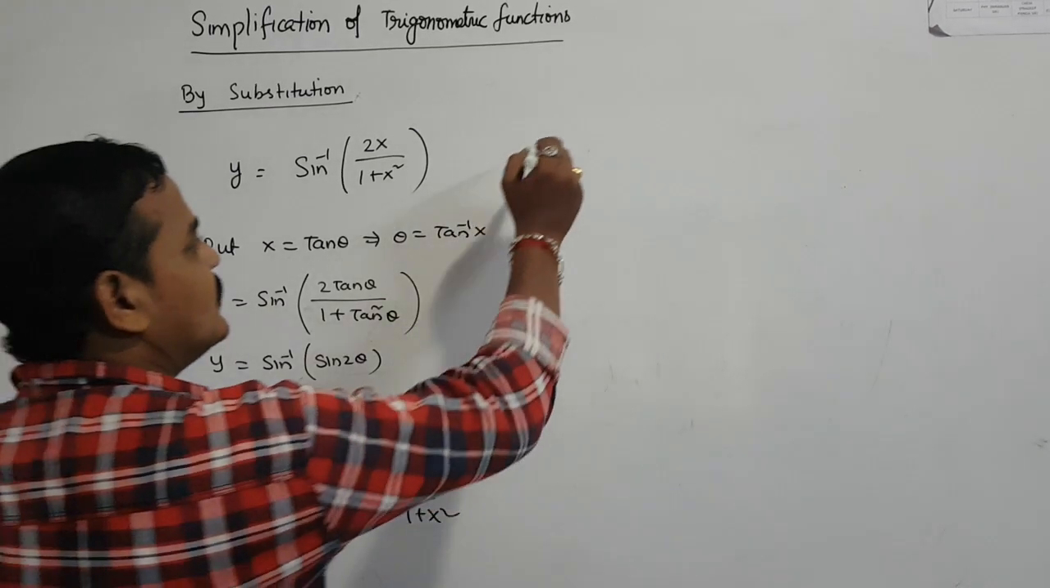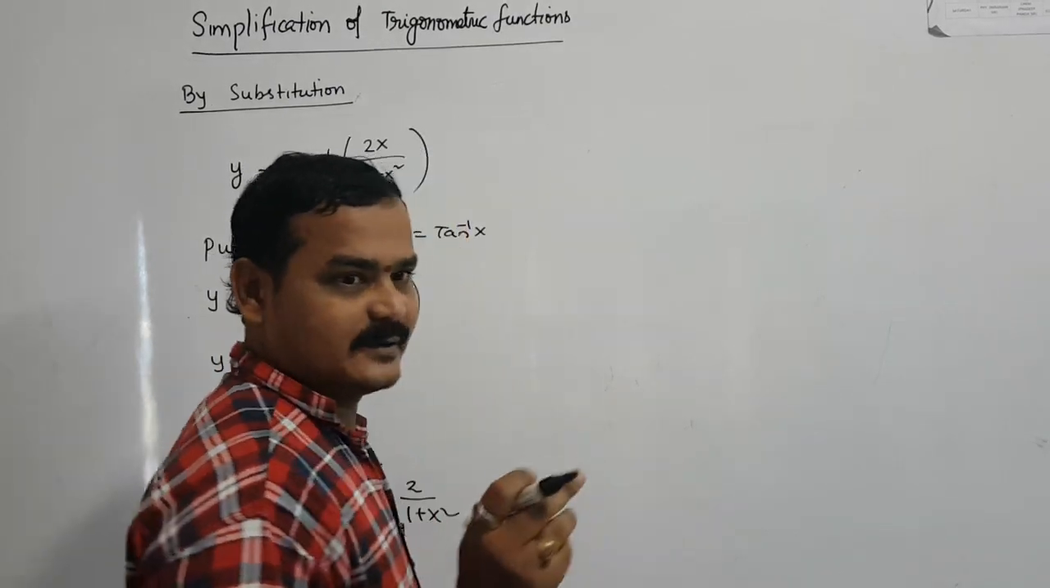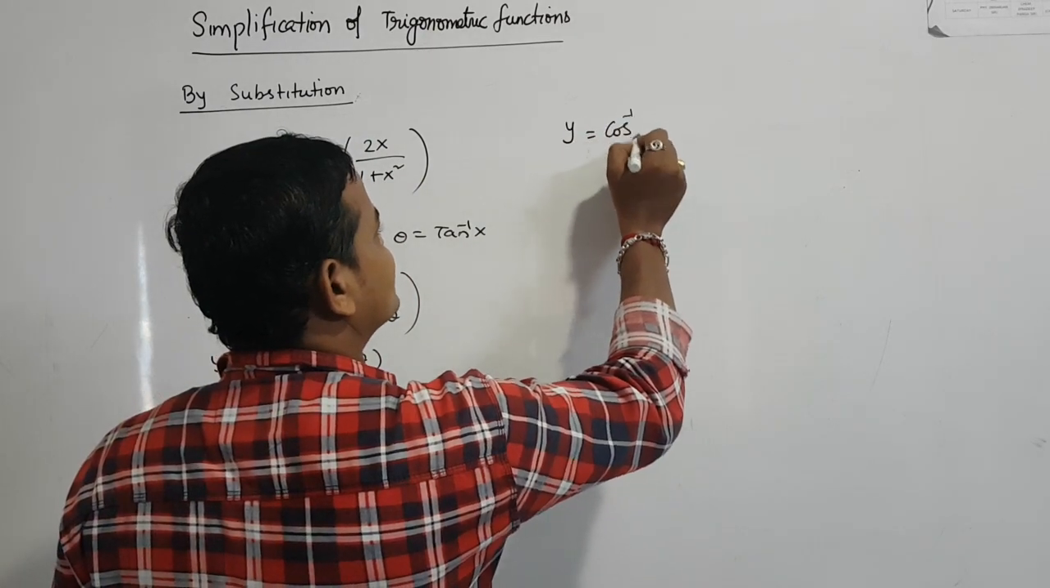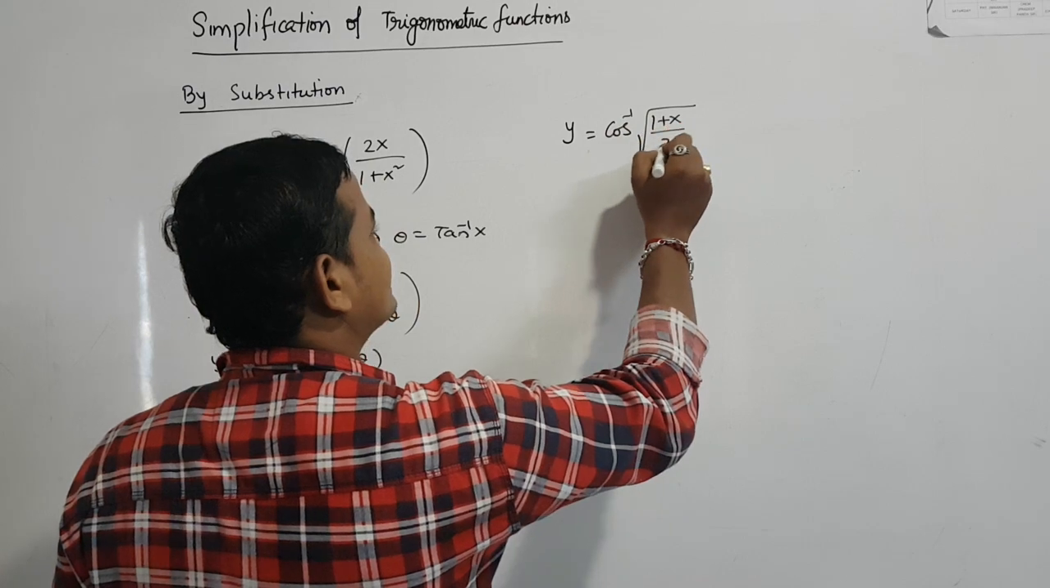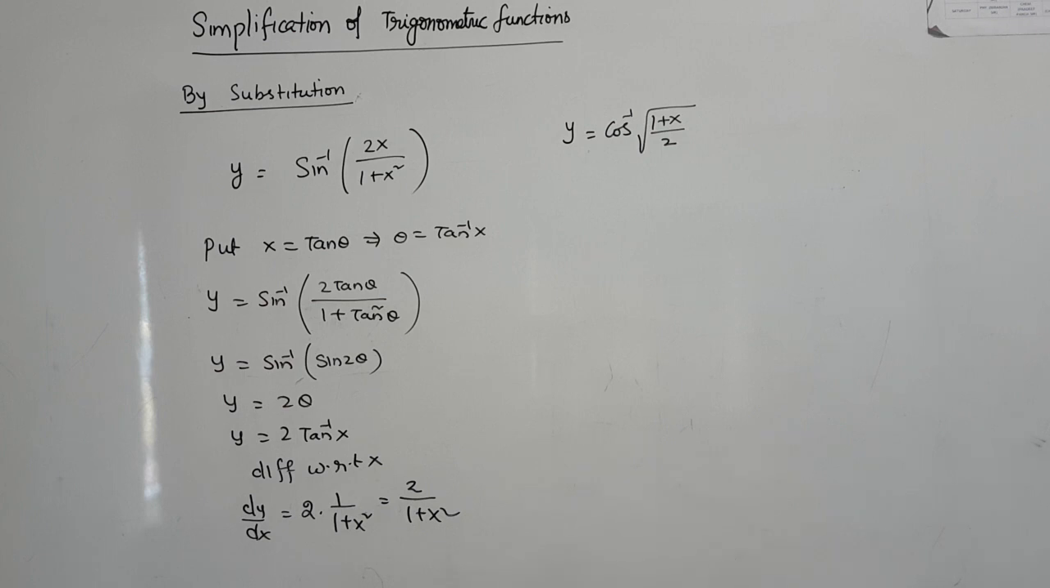Now another one. In your D exercise, some question number 7 or 8. Open your textbook and D exercise question number 7c. y is equal to cos inverse of root over 1 plus x by 2. This is the problem. In the textbook, in D exercise, y is equal to cos inverse of root over 1 plus x by 2.